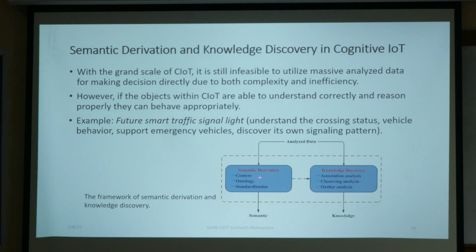For semantic derivation, they process it and follow up with the context. They refer to context, data context, ontology, and standardization. We'll talk about this next slide, and also about what happens in knowledge discovery. The raw data, after cleaning and becoming structured or semi-structured, has to go through these steps to get the semantic data. In the same way, it has to go through these steps in this direction to get the knowledge.